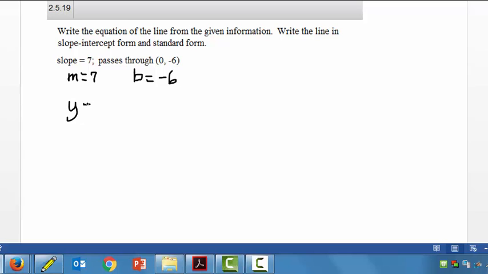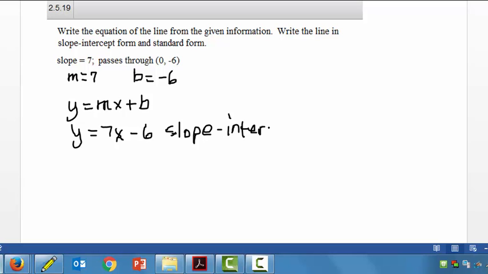So the slope-intercept form of our line is y equals mx plus b. In this case, that's y equals 7 times x plus a negative 6, which is the same as subtracting 6. So that's our slope-intercept form of our line equation.